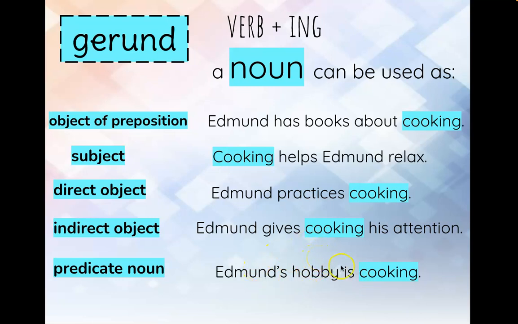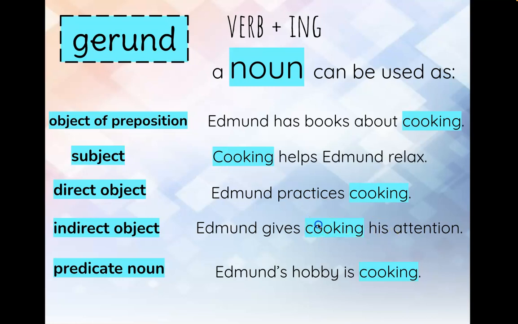Now, it doesn't make sense. It might look like is cooking is a verb, but a hobby doesn't have arms. It can't cook. So in this case, is acting by itself as the verb. It's a linking verb, and it's renaming what his hobby is as cooking. Remember, we said with predicate nouns, you can switch the order. I could say cooking is Edmund's hobby, or Edmund's hobby is cooking. So cooking is a predicate noun. It follows a linking verb, and it renames the subject.